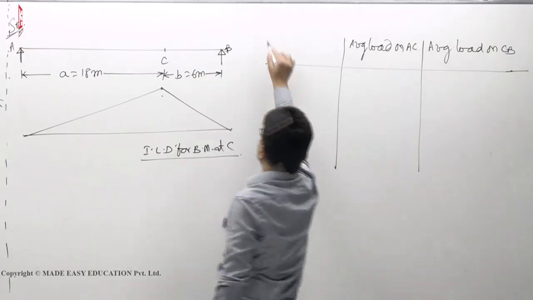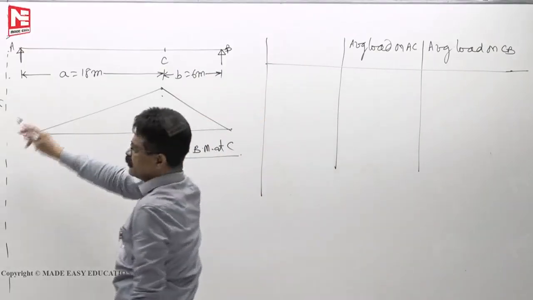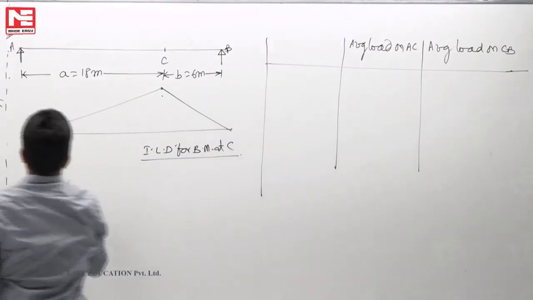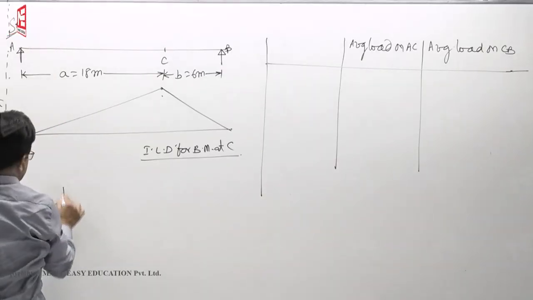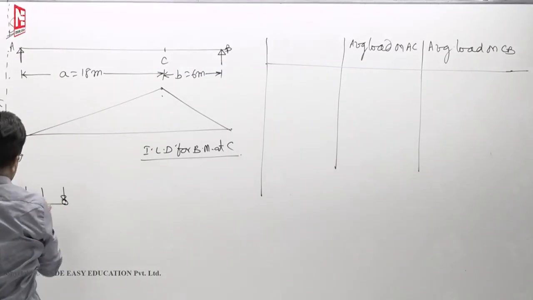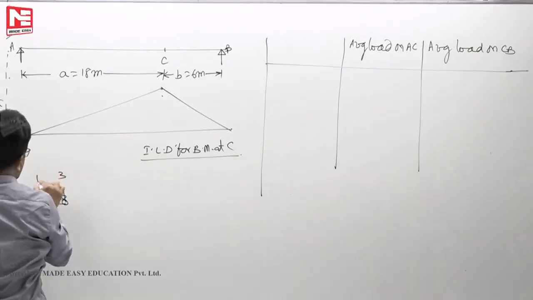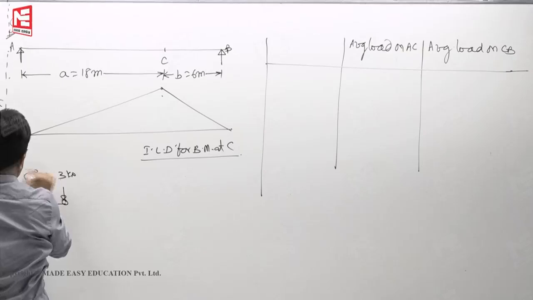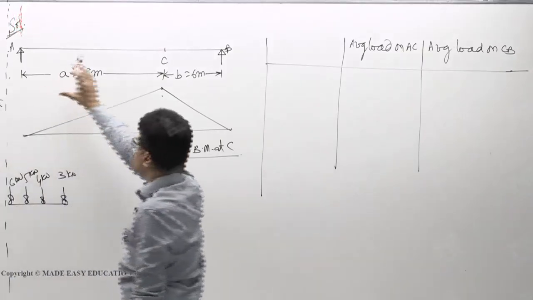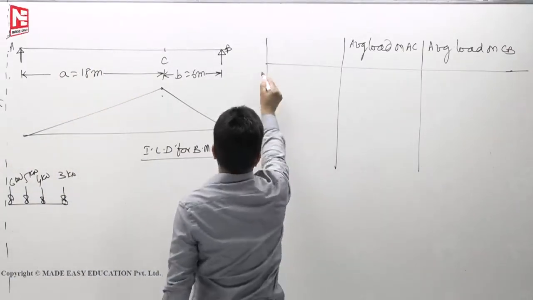Okay. First, what will happen? Which load will cross? 3, 4, 5, 6 are there. This is how the loads are moving. Here I will write it otherwise. 3, 4, 5, 6. Okay. So when they are moving, first 3 kilonewton load will cross.